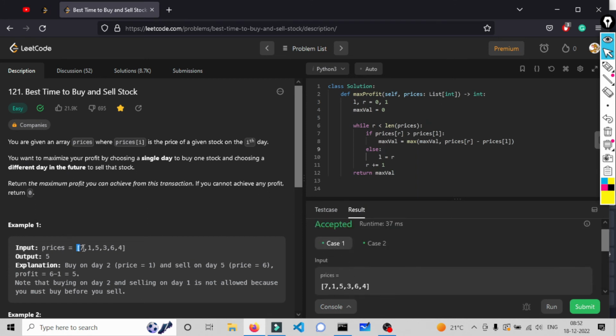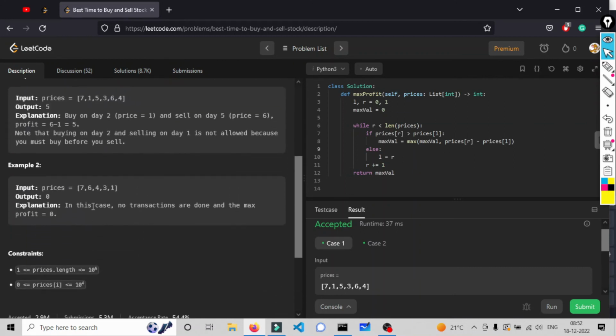For this one, the max value as we have seen is 5. And if you take this other interval, you cannot buy before selling. You will be at a loss in every situation. So the maximum profit you will get is 0, because you are not supposed to go into a loss. The maximum profit you can get is by not buying anything. So that's 0, right?